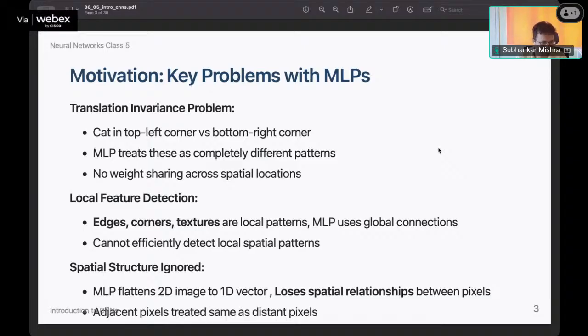So what we need is an architecture that will share weights across positions, that will use local connections, and that will preserve spatial structure. And this architecture is the CNN architecture.